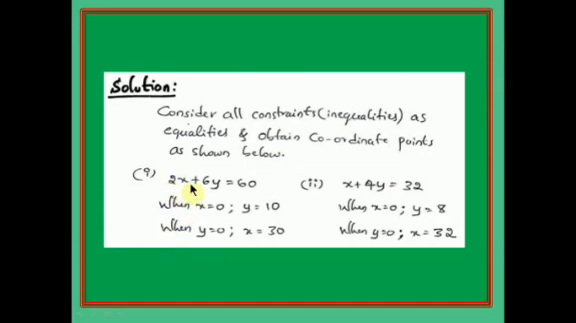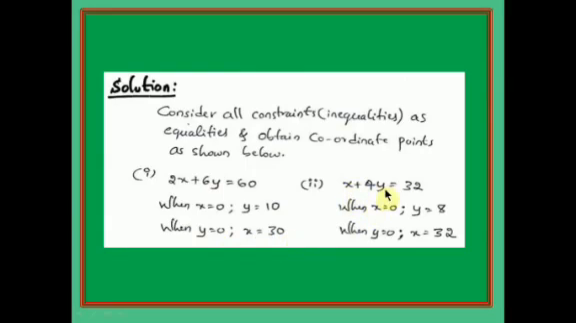Here, look at the cursor. In this first constraint, when you put x equal to 0, what happens? This entire term has gone to 0. 6y is equal to 60. So y is equal to 60 divided by 6, which will become 10. When x equal to 0, y is equal to 10. When y is equal to 0, what happens? This term goes to 0. Then x equal to 60 divided by 2, certainly it will be 30. Once y is equal to 0, x equal to 30.